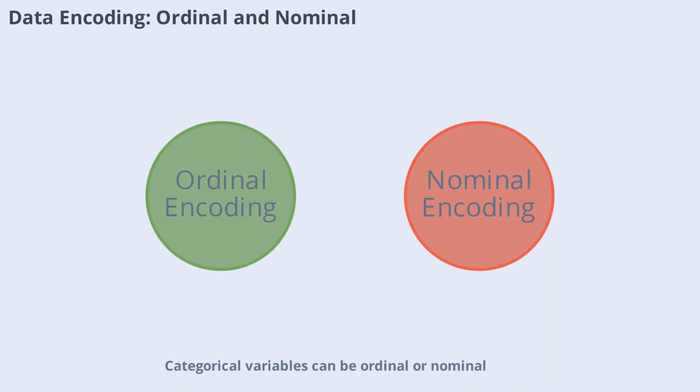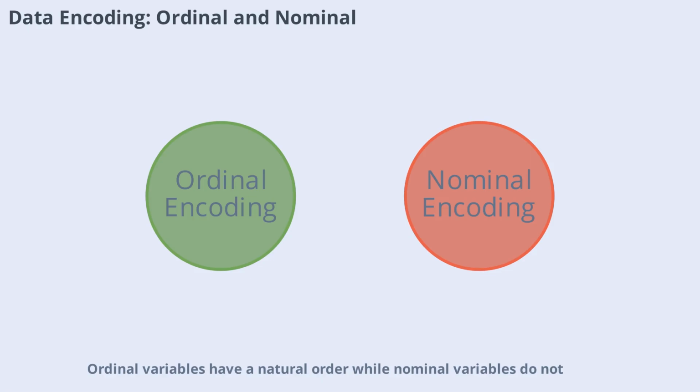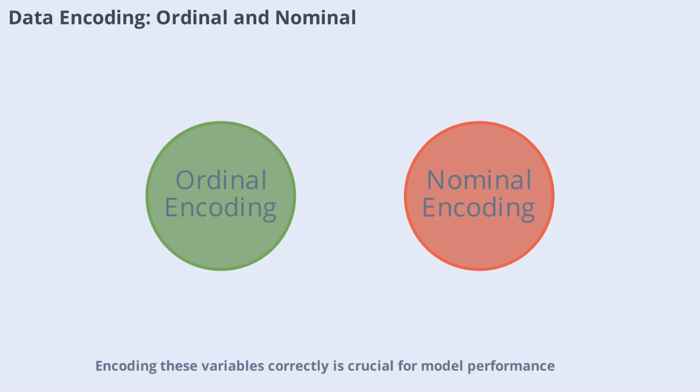Categorical variables can be ordinal or nominal. Ordinal variables have a natural order while nominal variables do not. Encoding these variables correctly is crucial for model performance. Ordinal encoding assigns ordered values while nominal variables are often one-hot encoded. Understanding the difference helps you choose the right encoding method for your data.